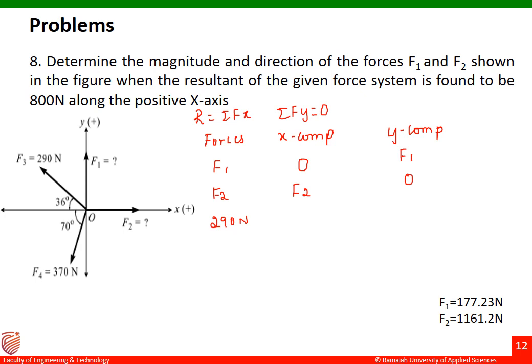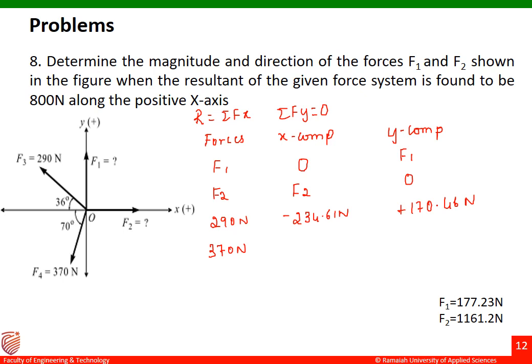You'll get the answer for that as minus 234.61 Newton. Similarly, the y component is 290 sin 36 degrees. You'll get the answer as plus 170.46 Newton. Okay, so we'll go for the last force, that is 370 Newton.